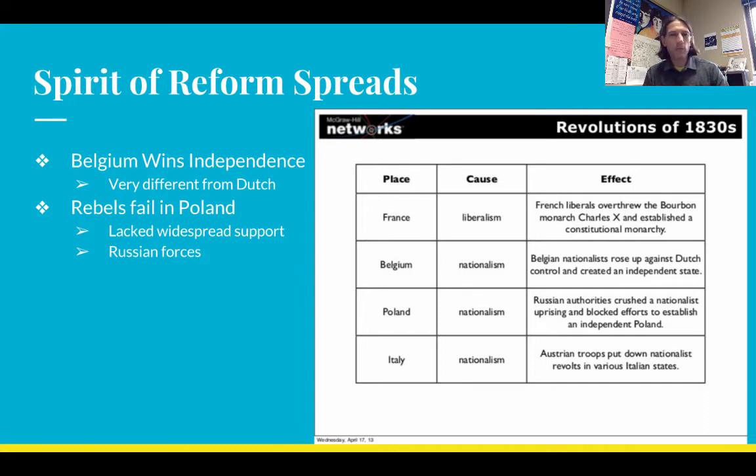And so, because these rebels don't gain widespread support from everyone in Poland, and they're kind of working against each other in some instances, it never gives them the ability to be a very successful revolution. And then on top of that, Russian forces are brought in, and they don't want to see Poland become independent. They want to continue to hang on to Poland, and so they are able to crush that independence movement and block efforts from being able to do it.